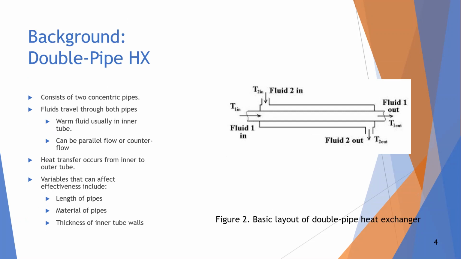Our project will look deeper into double pipe heat exchangers, the setup of which consists of two concentric pipes. Fluids travel through both pipes, in which one fluid usually goes through the inner tube. The flow rates can go either parallel or counter to each other. The heat transfer occurs from the inner to the outer tube, given that the warmer fluid comes through the inner tube, and the variables that can affect the effectiveness include the length and the material of the pipes, as well as the thickness of the inner tube walls.